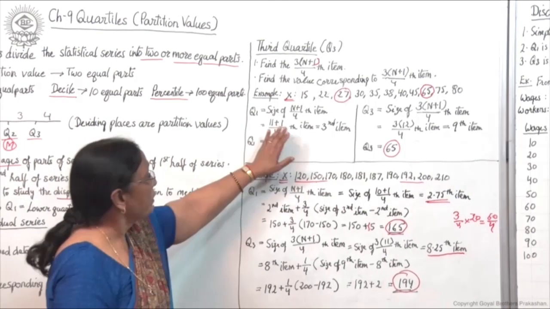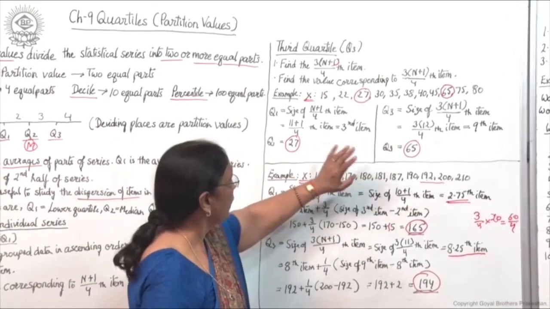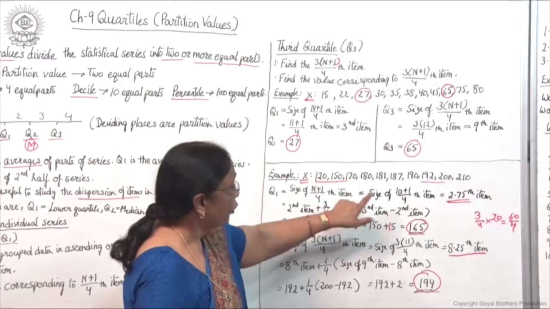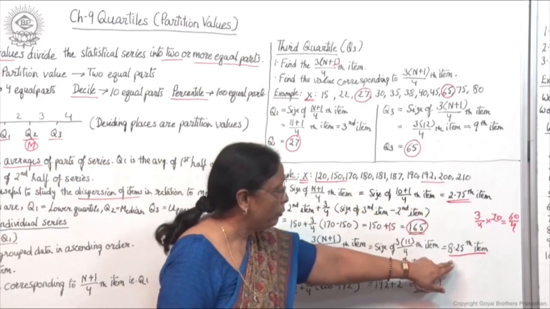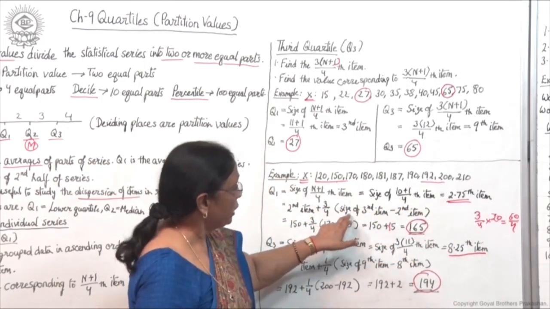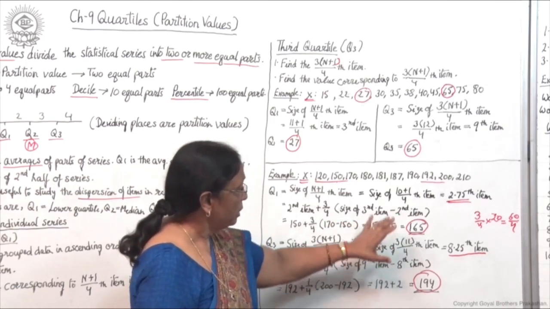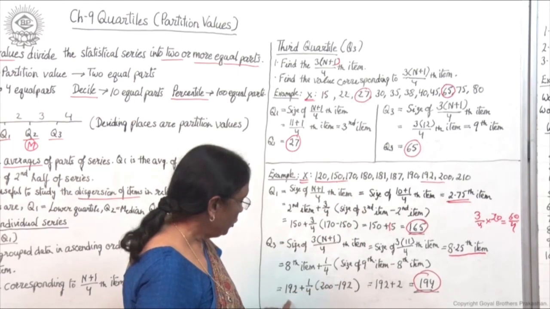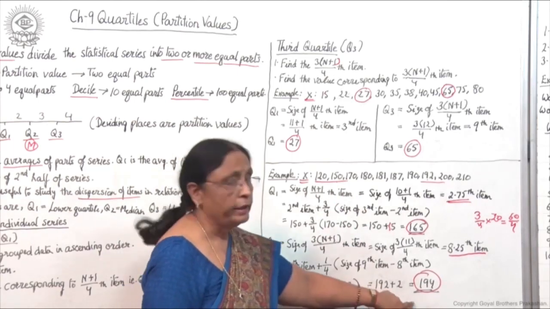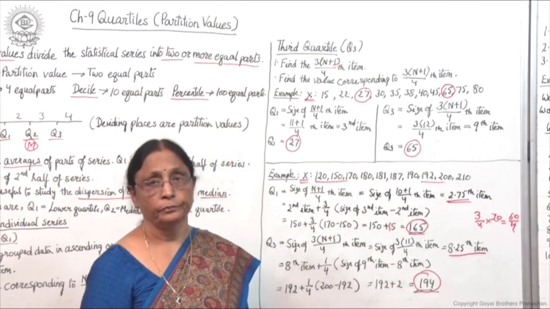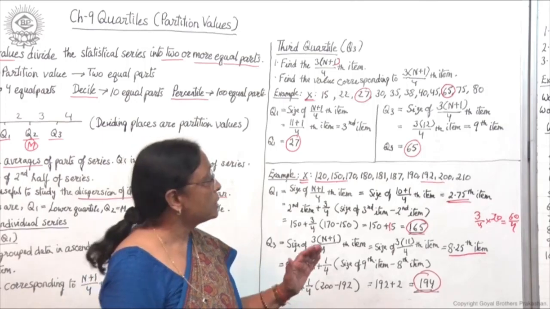When the data is given and you simply get the third item and the 9th item, there is no problem. If you are getting decimals like 2.75 or 8.25, then you have to deduct the third item minus the second item, the ninth item minus the eighth item, find the value, do the calculation and get the answer. So, this is individual series.